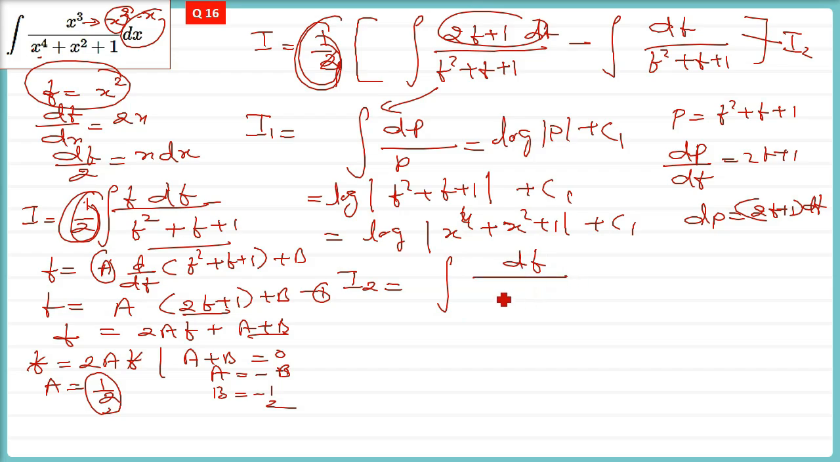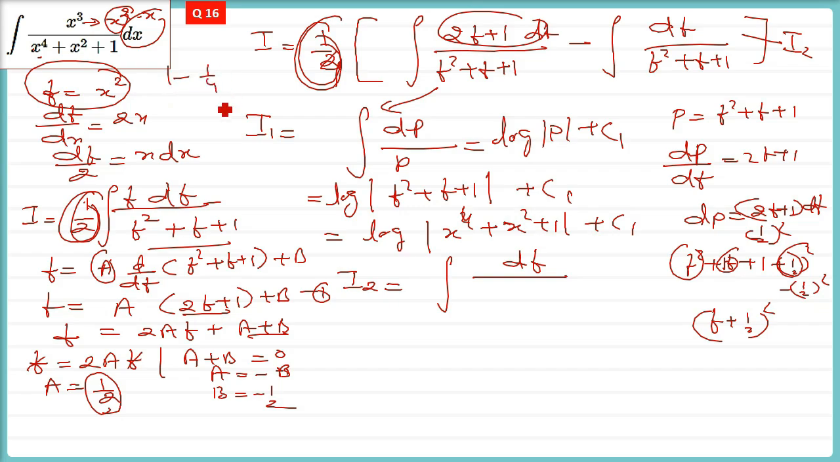It's dt over t square plus t plus 1, which has to be made a perfect square. What is the coefficient of t? Which is 1, divided by 2, which is half. Square it, add it and subtract it. So I'm adding half square and subtracting it. So a square plus b square plus 2ab, t plus half whole square, plus 1 minus half whole square, which is 1 minus 1 by 4. That is 4 minus 1 by 4. That is 3 by 4.